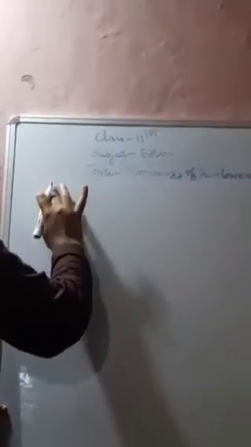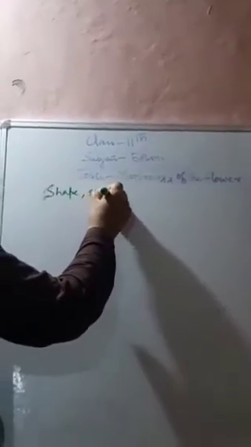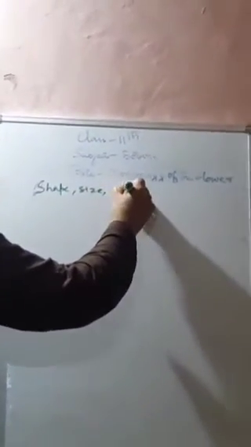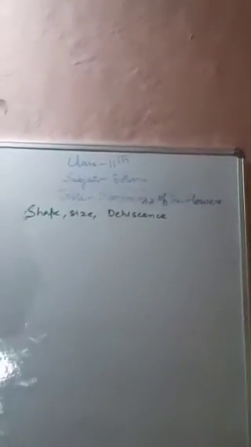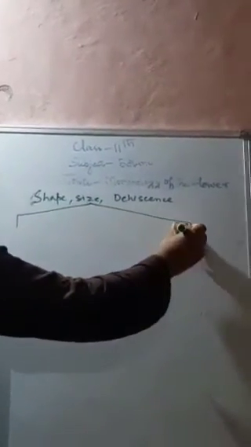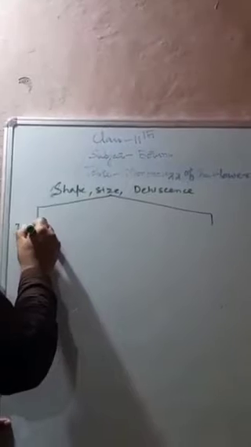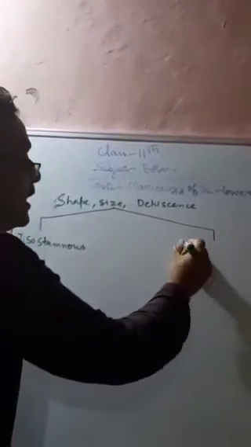Now we have one more type of stamens. On the basis of the nature, on the basis of the shape, on the basis of the size, on the basis of the way of dehiscence, we have two types of stamens. The first one is isostemonous and the other is heterostemonous.